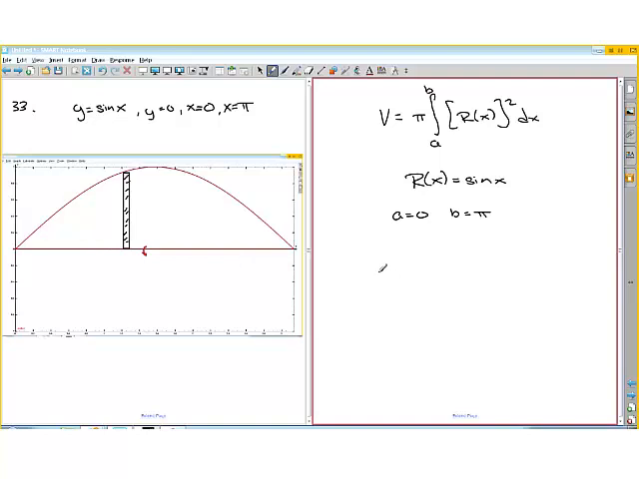So we plug that in, so we get volume is equal to pi times the integral from 0 to pi of the sine of x, quantity squared, dx. Well, we know the integral of the sine is going to be negative the cosine, but the problem is we have this squared thing. So if we use u substitution, say u is this, we'd get u squared, but du would be a cosine. We don't have the cosine there, so that doesn't work.